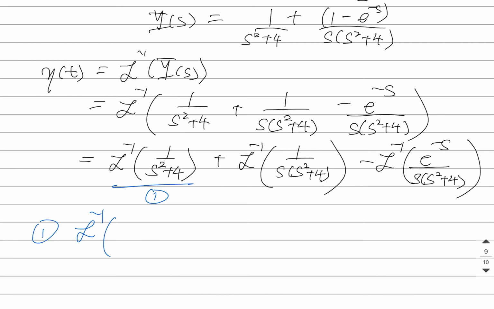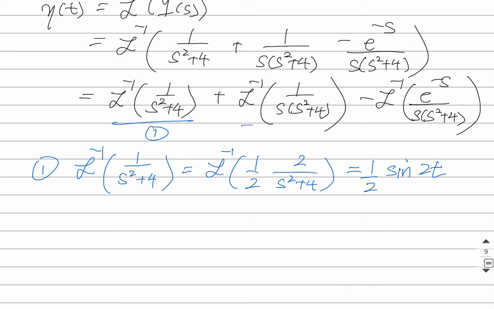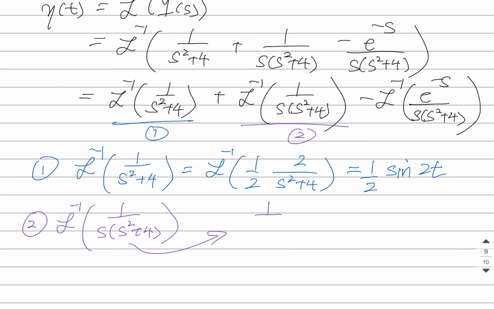So the inverse Laplace transform of this is very straightforward. This is going to give me a 1/2. I'm going to put a 2 up top. And this will be 1/2 times the sine of 2t. So that term is easy. The second term requires a little more work. Here we're going to need to use partial fractions. And so the idea here is that 1 over s into s squared plus 4 is A over s plus Bs plus C into this term.